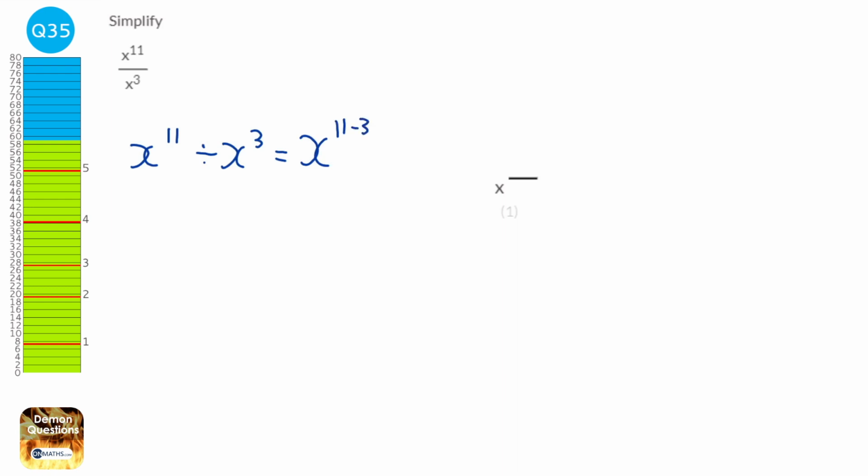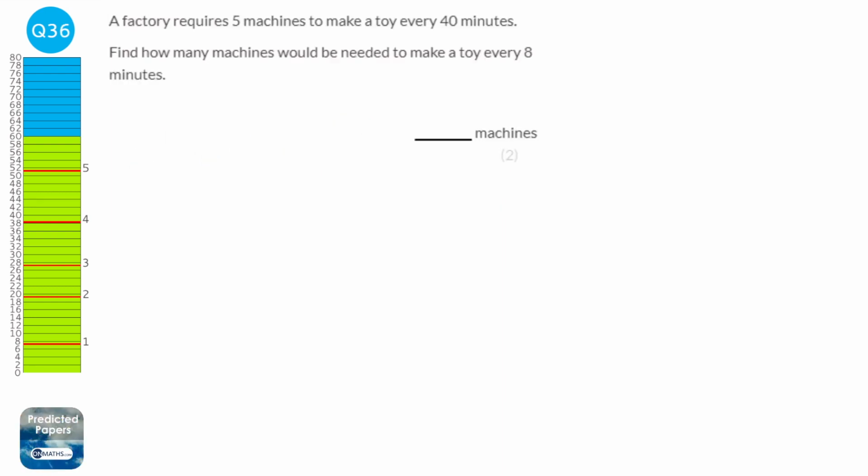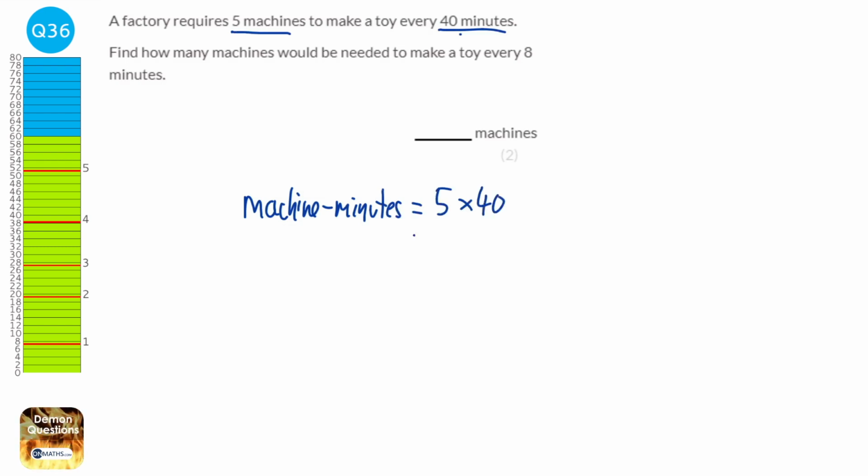11 take away 3 is 8, so that's x to the power of 8. So we need to first of all work out the amount of machine minutes it takes to make a toy. And what we do is we multiply the amount of machines by the amount of minutes. So 5 times 40, which would be 200. So if we had one machine, it would take 200 minutes to create one toy.